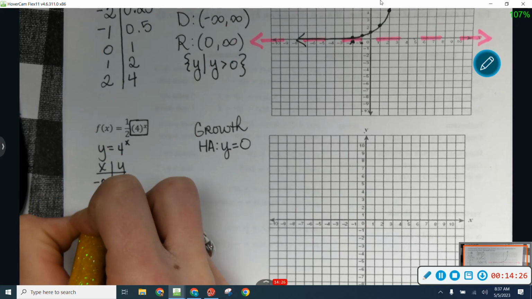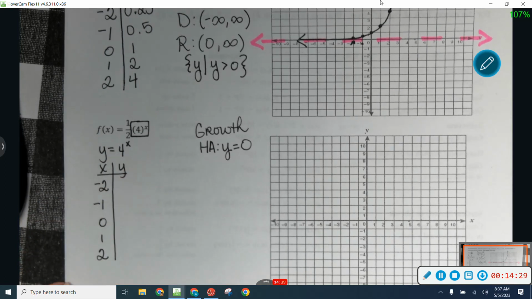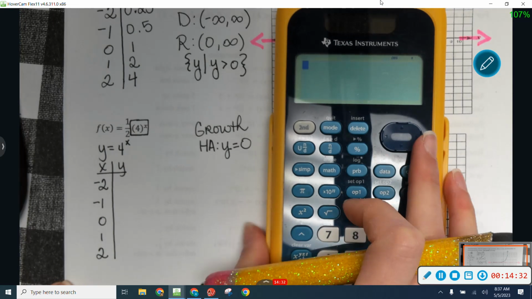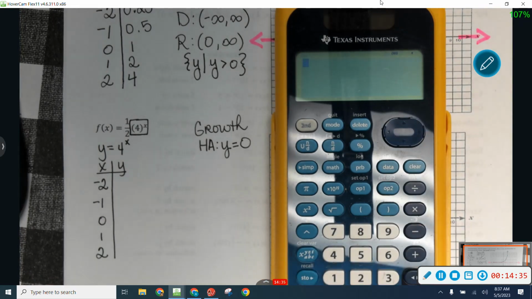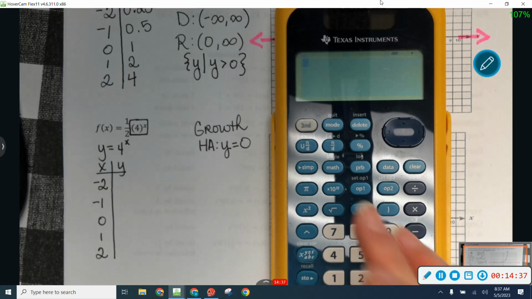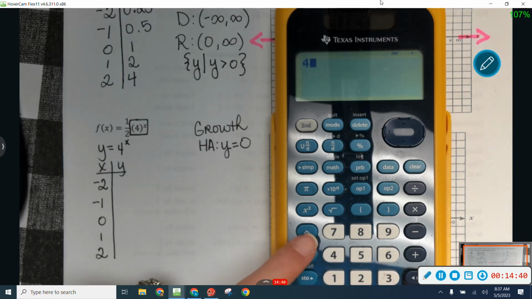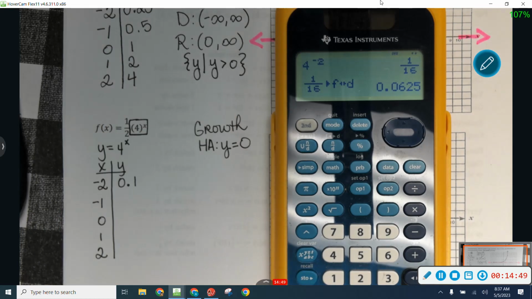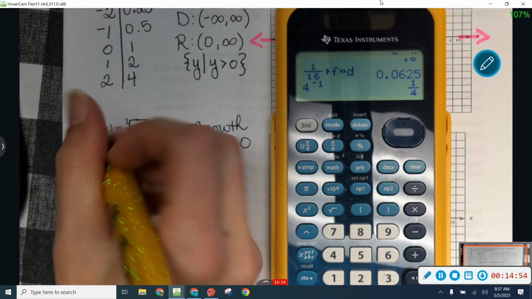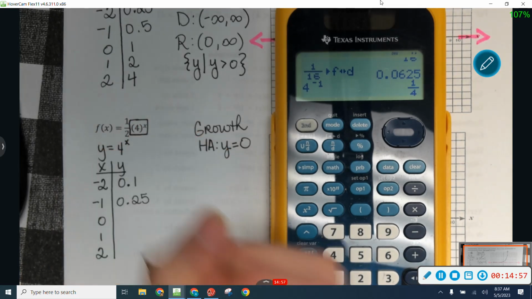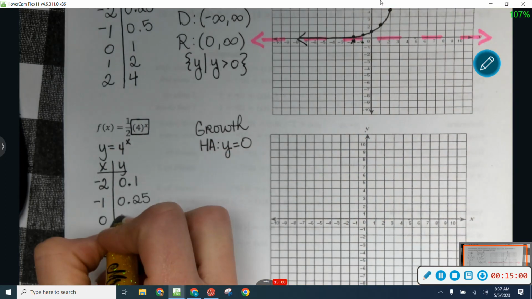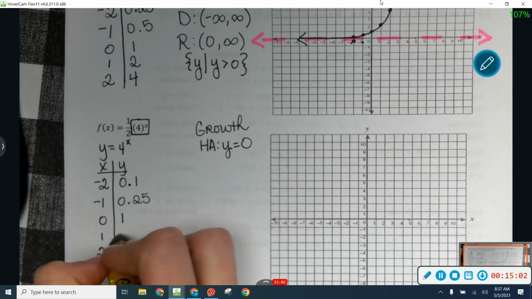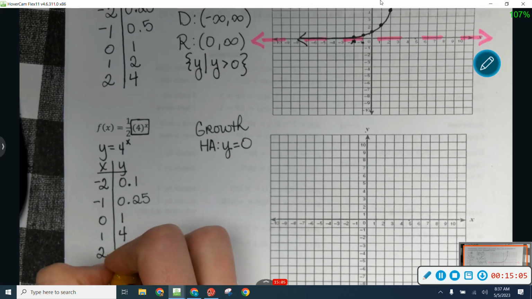So I'm going to do -2, -1, 0, 1, 2. Okay, you can type it in your calculator, the scientific or Inspire. Okay, so if I have 4 to the -2 power, that's 1/16, which is, let's say, round that to 0.1. 4 to the -1 power is going to give me 1/4, which is 0.25. 4 to the 0 is 1. 4 to the first power is 4, and 4 squared is 16.